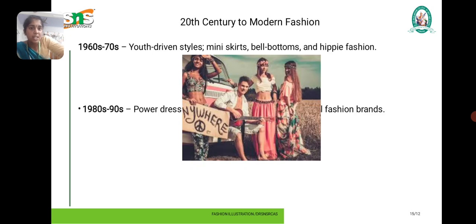1960s to 70s, youth-driven styles, miniskirts, bell bottoms and hippie fashions. In the 1980s, power dresses with fashion brands. Many fashion brands were developed in those periods, with different styles. Everyone had their own unique styles of wearing, and different brands had different styles, so it was differentiated here.